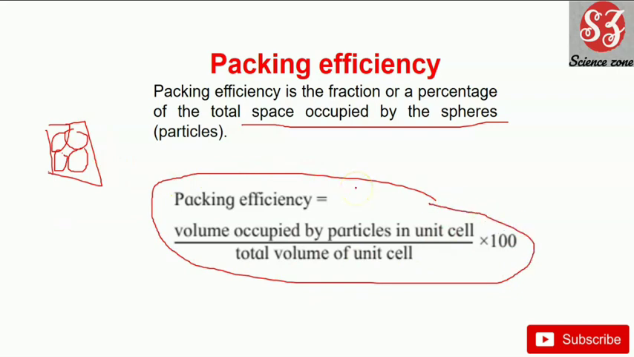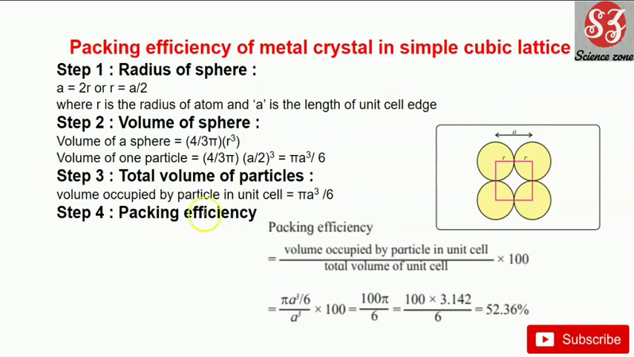Once again I repeat, packing efficiency is equal to volume occupied by particles in unit cell divided by total volume of unit cell into 100. We are going to see the packing efficiency of three types of cubic unit cell, that is simple cubic lattice, body centered cubic lattice and face centered cubic lattice. To begin with, we are going to see the packing efficiency for the simple cubic lattice.